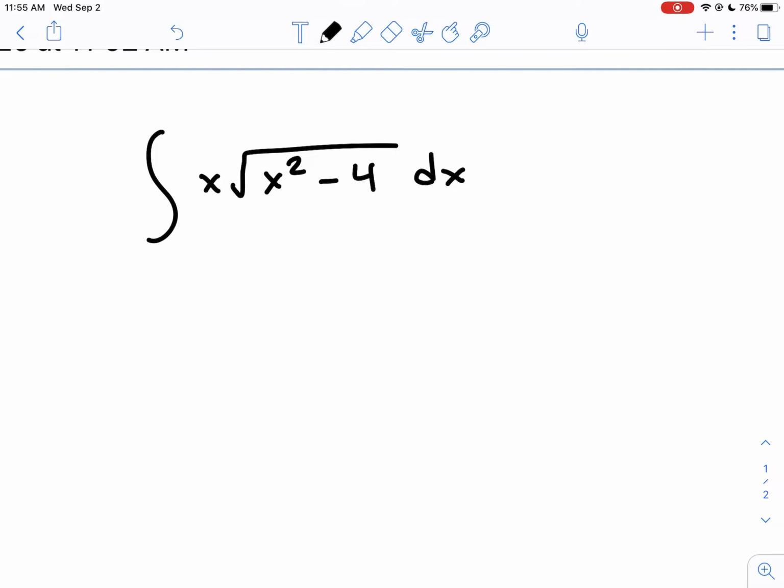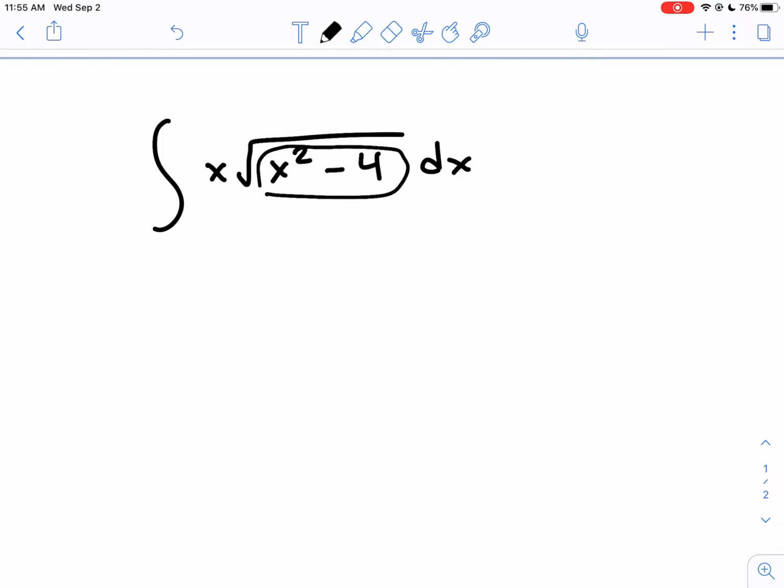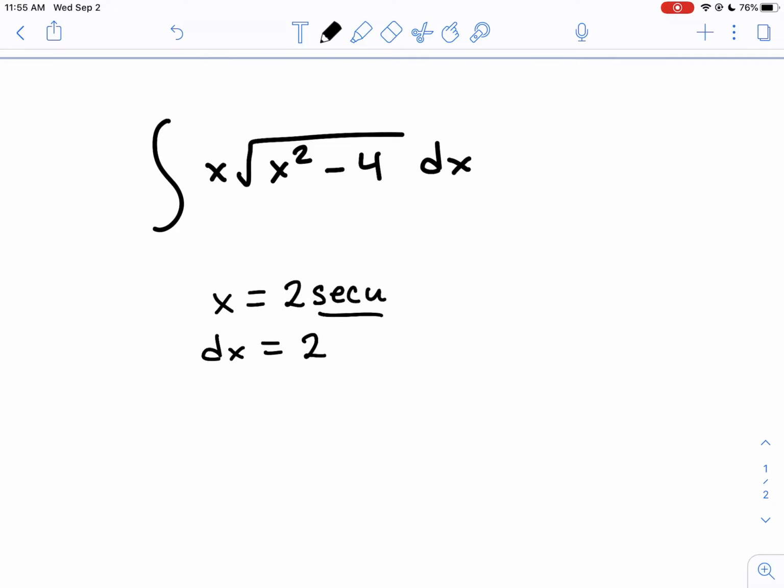And so I notice there's a difference of squares here, and it's of type 2, meaning it's a function squared minus a constant. So then the function that's being squared is x, so that's what I want to let equal to, and then I take the square root of that constant, which is 2, and then do a secant. Okay, so then the dx will be 2 times, and derivative secant is secant tangent, and then du.